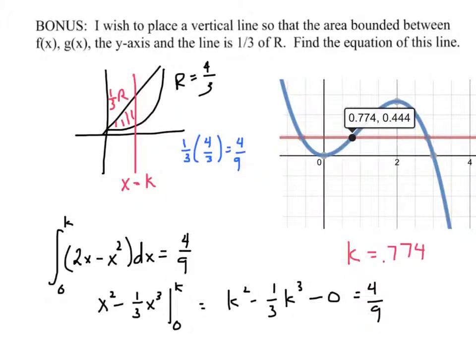Now there are 3 intersection points, but remember the original area was found using the bound 0 to 2. So we were looking for the k value that was between 0 and 2. So this is where I would put a vertical line so that I would get a third of the original area.